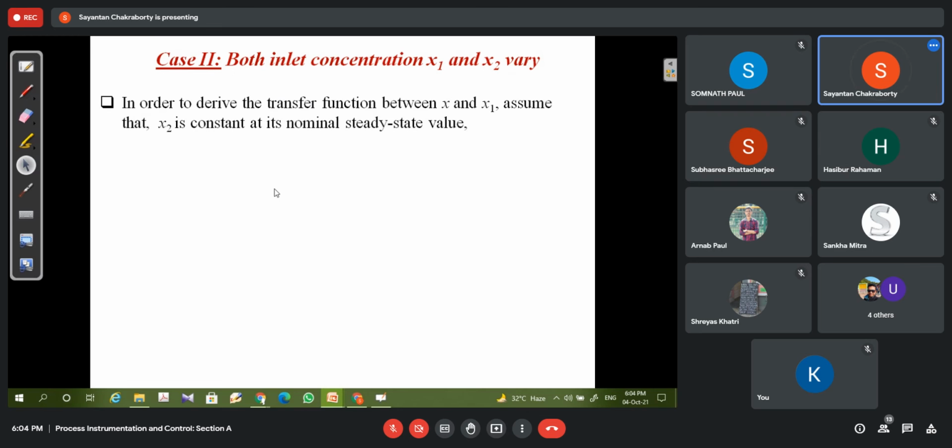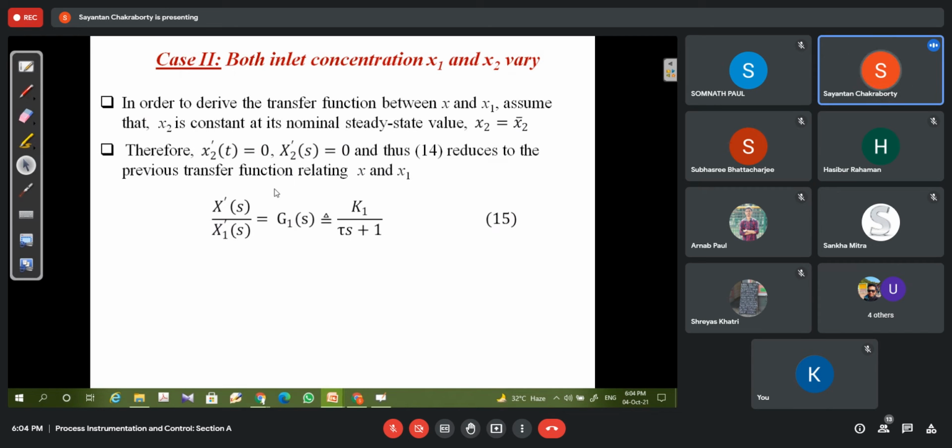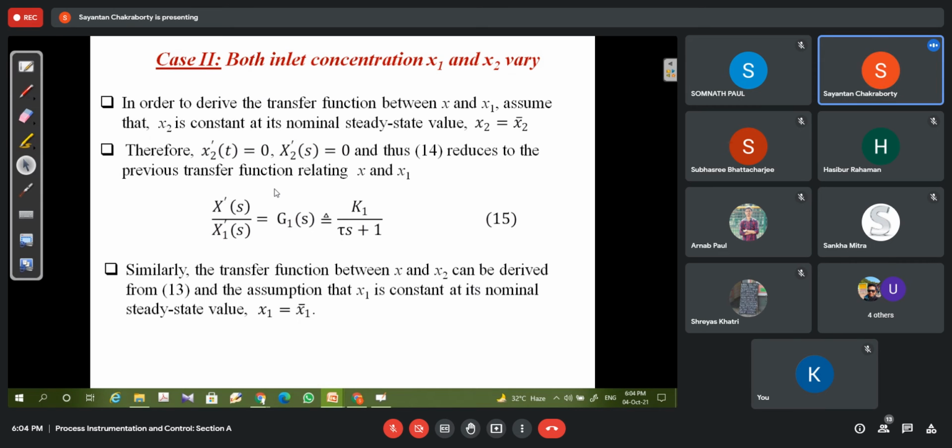So what we'll get is this expression. Next, the transfer function between x and x2 can be derived by taking x1 as constant, as x1 remains at x1 bar. So similarly, in that case, capital X1's prime will be 0. So you'll get this.